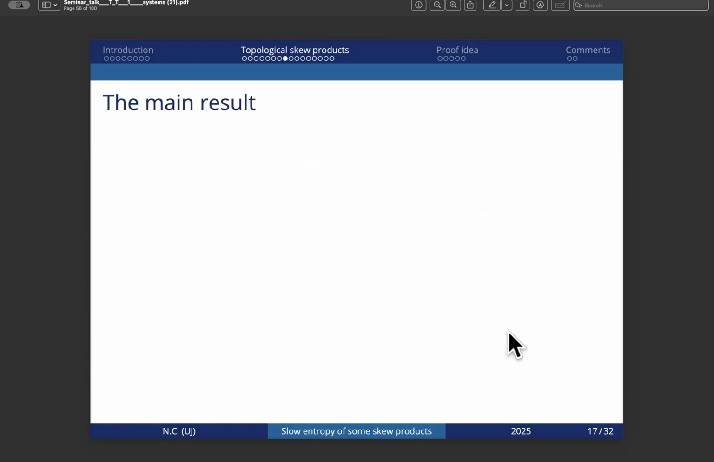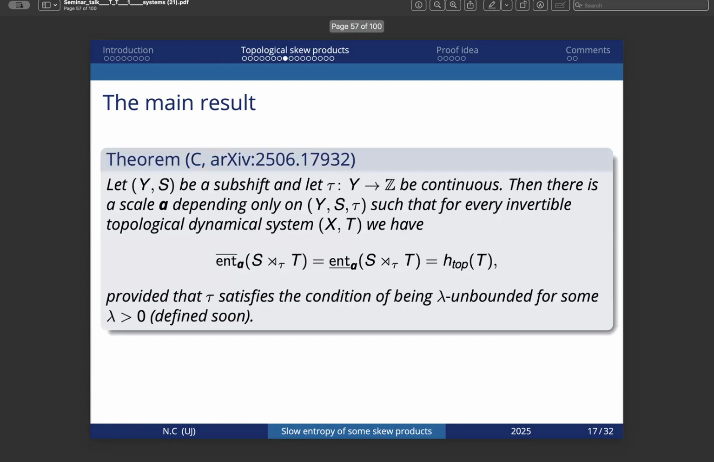So now I can state the main result. The main result is that if we take a subshift and a continuous cocycle, then we can find a scale, defined depending on this subshift, with the property that if we take the skew product with some dynamical system T, then the slow entropy with scale A of this product system will be equal to the topological entropy of T. So there is a scale that captures the entropy of the fiber in this product, which is more or less what we wanted.